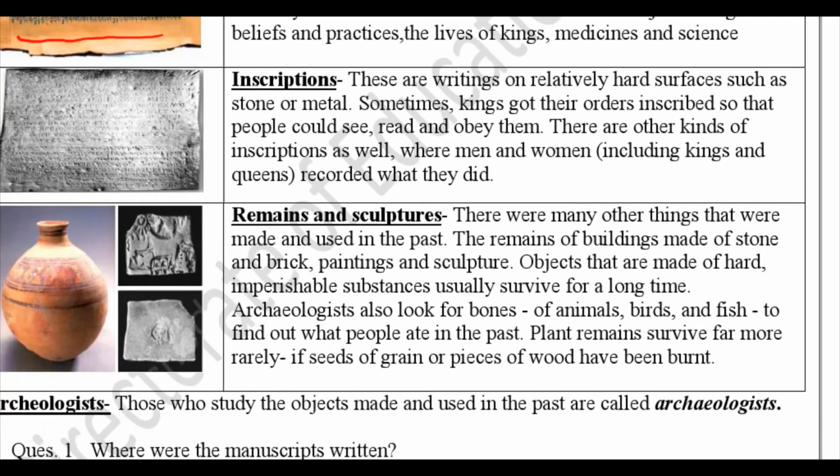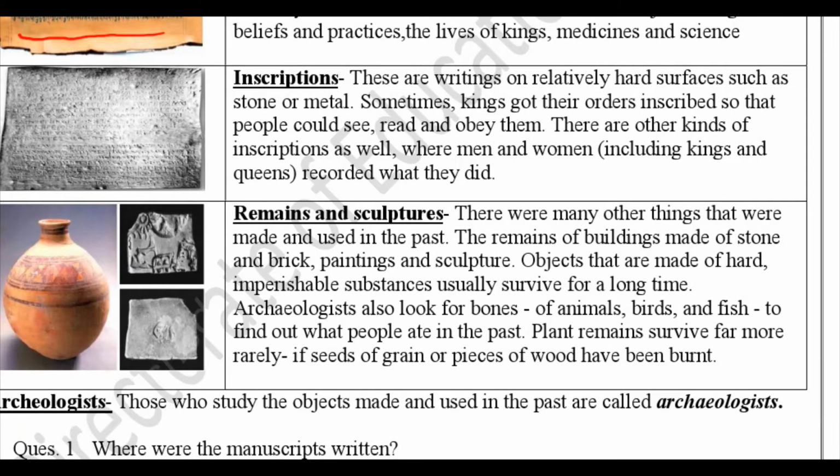What are remains and sculptures? There were many other things that were made and used in the past: the remains of buildings made of stone and brick, paintings and sculpture. Objects that are made of hard, imperishable substances usually survive for a long time. Archaeologists also look for bones of animals, birds and fish to find out what people ate in the past. Plant remains survive far more rarely, if seeds of grains or pieces of wood have been burnt.